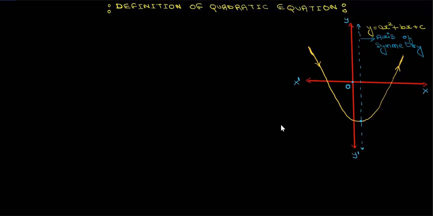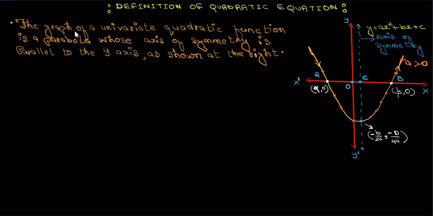So here, the graph of a univariate quadratic function is a parabola whose axis of symmetry is parallel to the y-axis, as shown at the right. Look at this diagram very carefully. Here these red lines are the coordinate axes, and this yellow curve is a parabola, which is a univariate quadratic function, y equal to x square plus bx plus c.